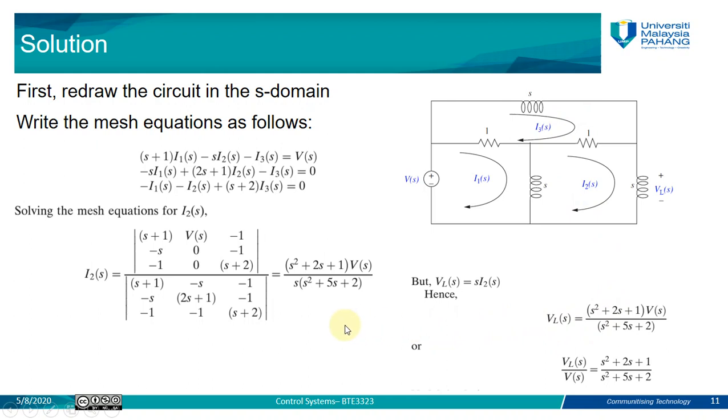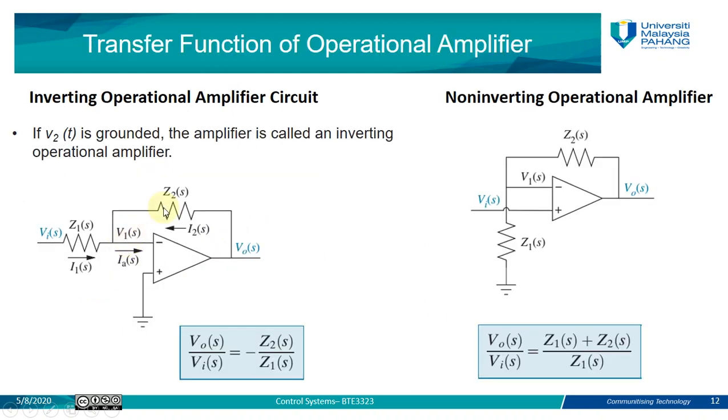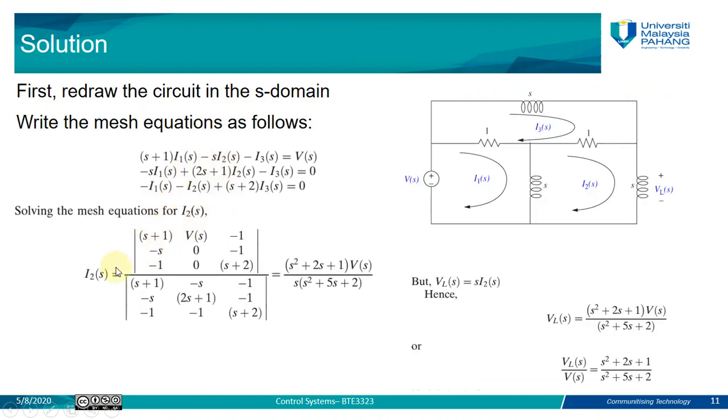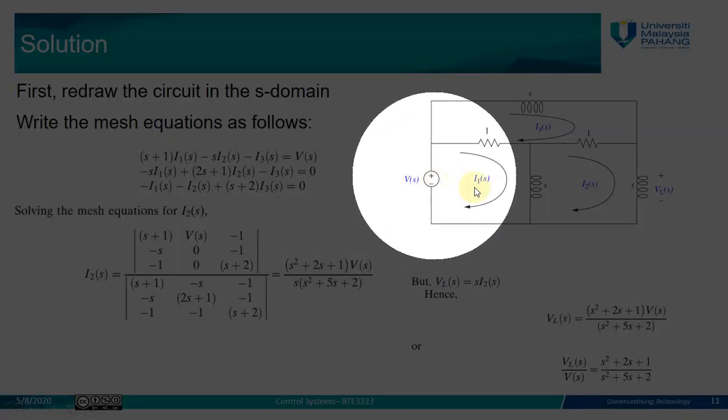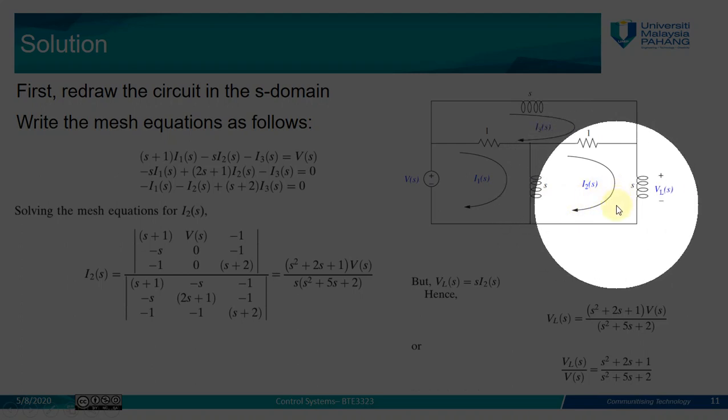Please go and revise how to solve the equations using Cramer's rule, because this is the simplest way to solve multiple equations. You can see here we only solve the value of I2. We don't need to find I1 and I3 here, because we only need I2. Why I2? Because I2 has a direct relation with the output voltage, I2 has a direct relation with VLS.